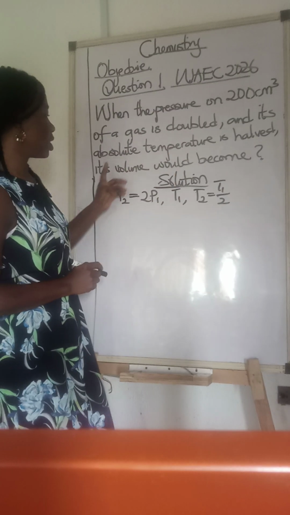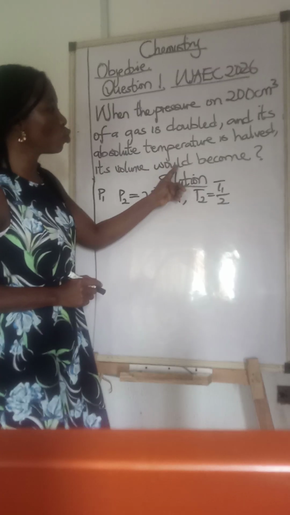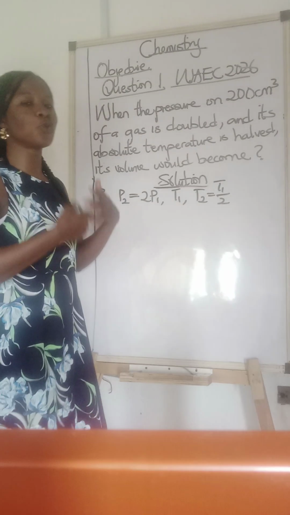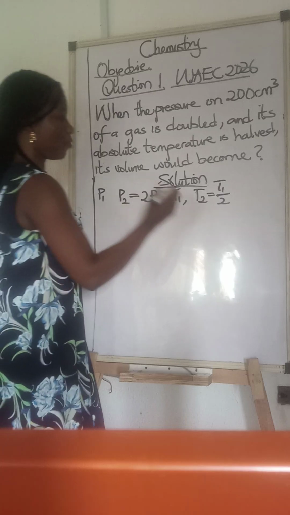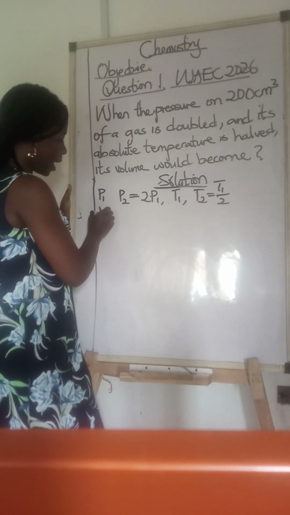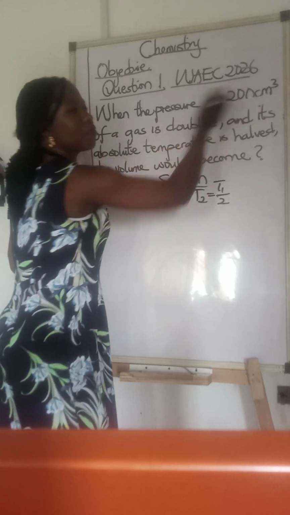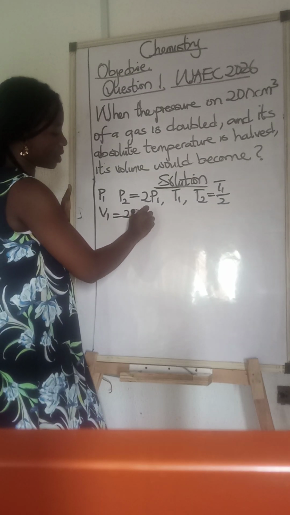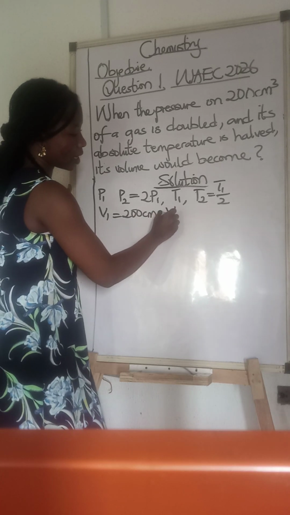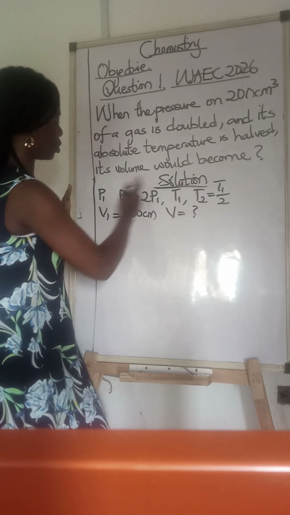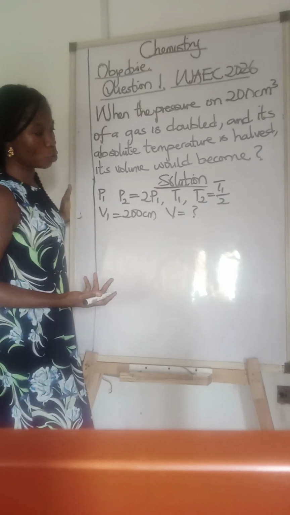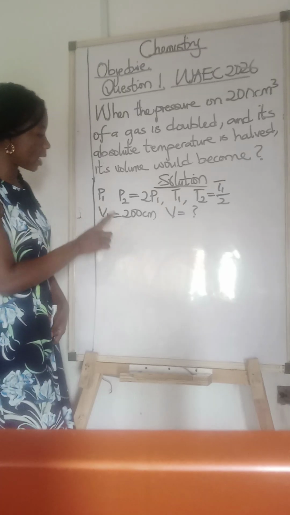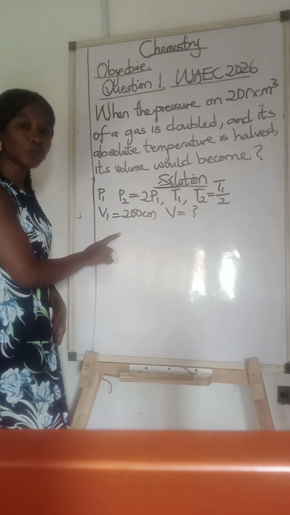Let's continue. Its volume would become what? Its volume will now become what? That means we have V1. V1 was given from the beginning of the question, which is 200 cm cube. We are asked to look for V2. Its volume would be.